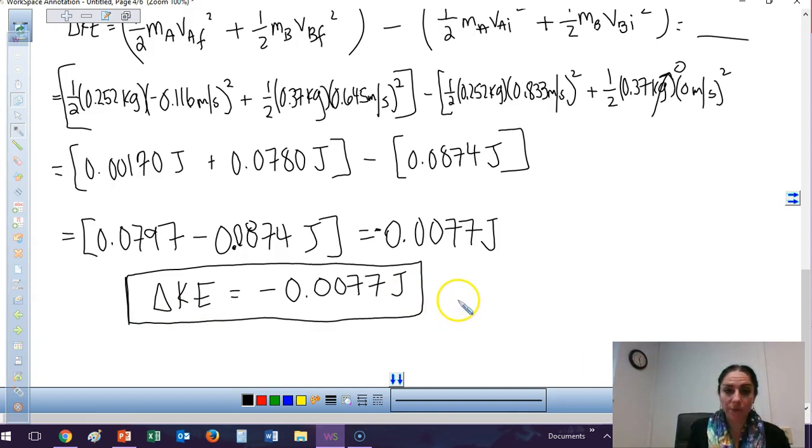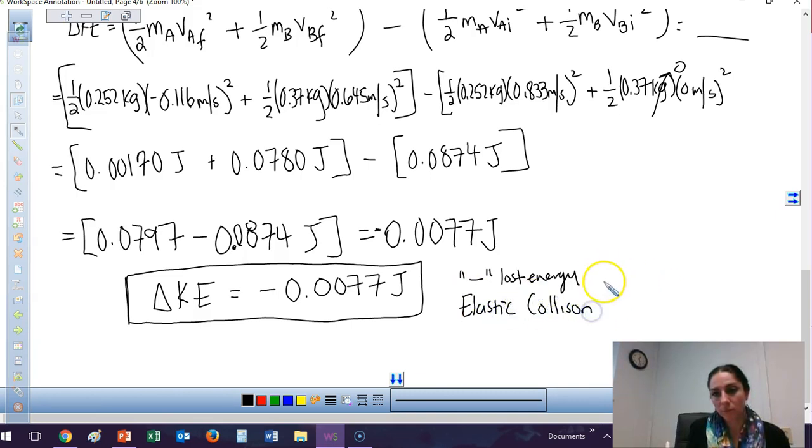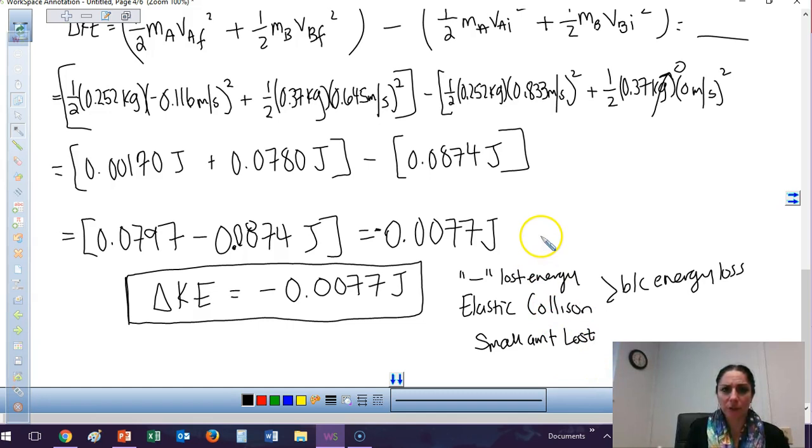So if we analyze this answer, notice that we lost energy, which makes sense. That's what the negative means. Negative means we lost energy. We lost a small amount. I mean, this is about 0.1 when we look at it. So we did lose some energy. So I would say this is elastic because we lost some energy. Although, honestly, I would almost consider this perfectly elastic because it's such a small amount.